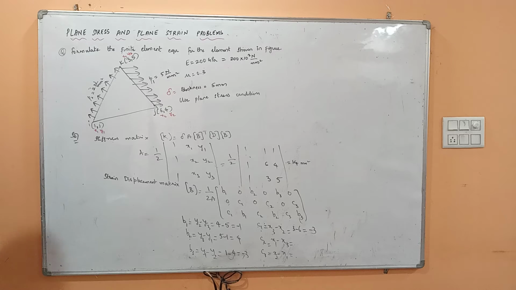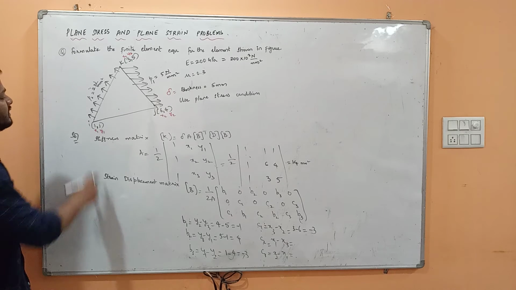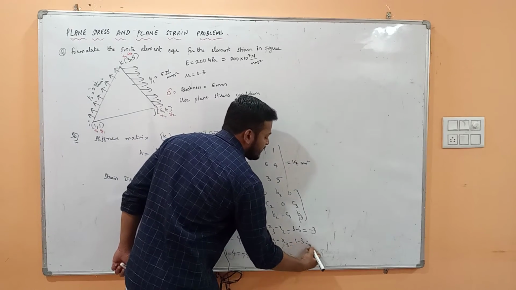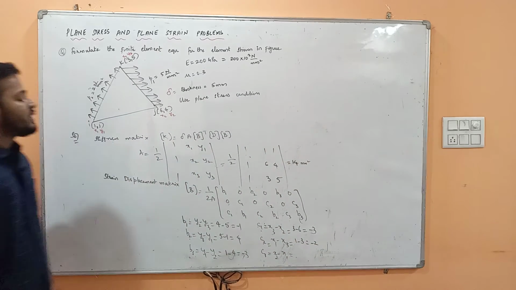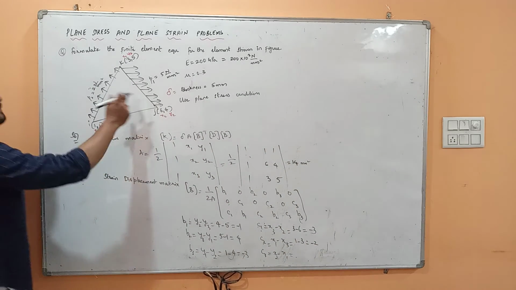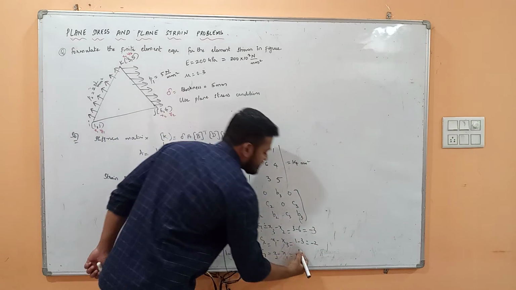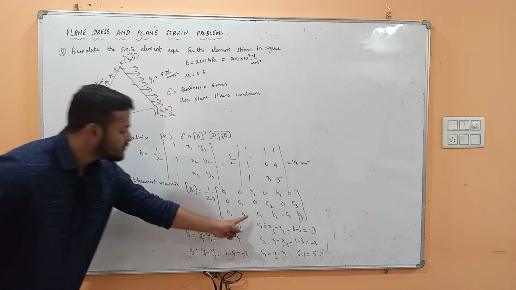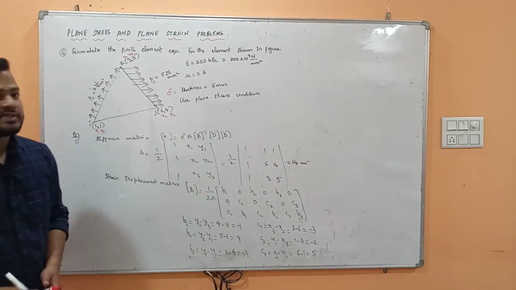Okay. Next is x1 minus x3. So 1 minus 3 is minus 2. And x2 minus x1. So that is 6 minus 1, which is 5. So we got all these values. We can substitute in the matrix B.